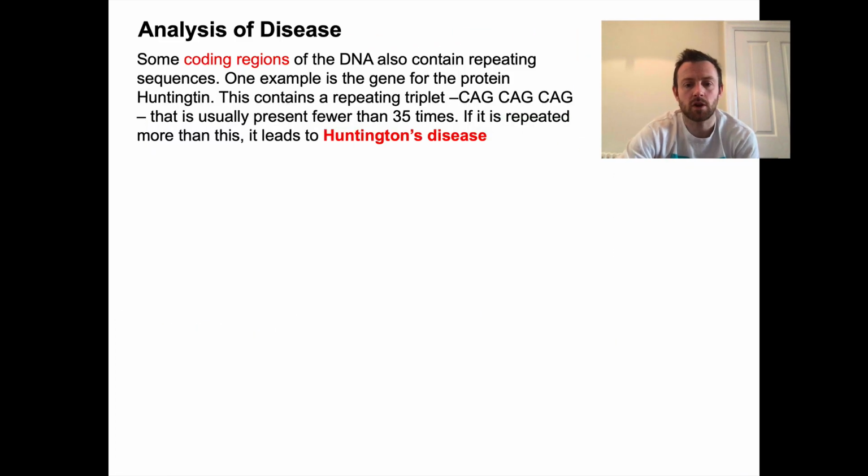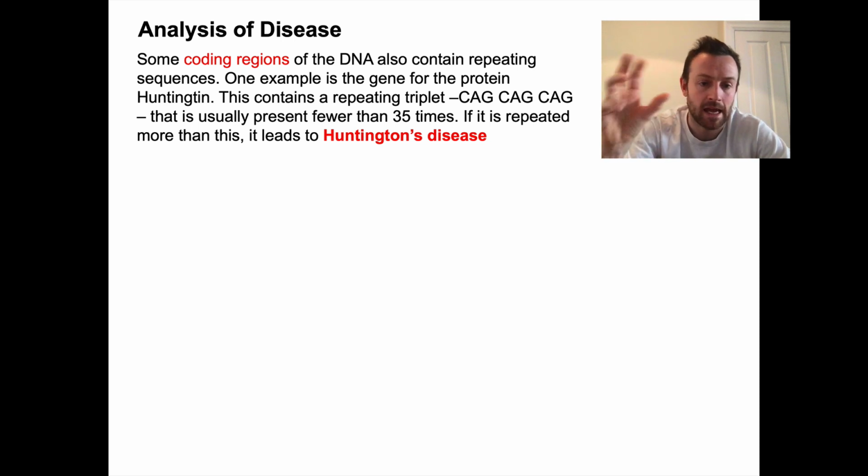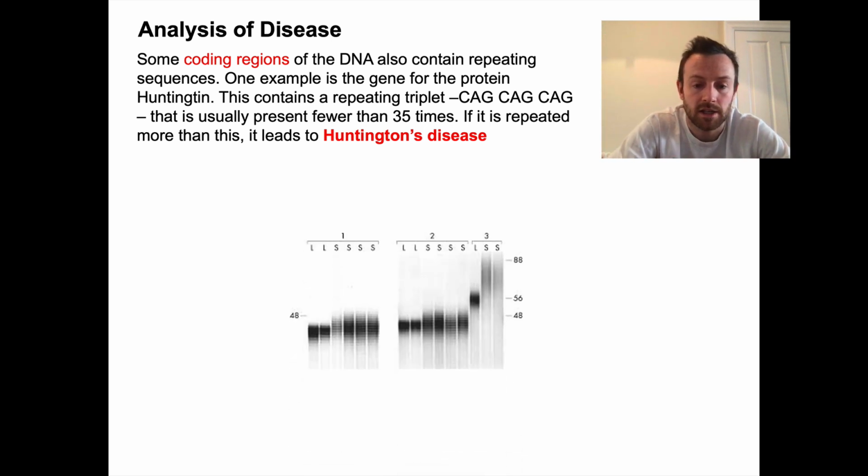So there's one other use of this as well, and it's analysis of disease. Sometimes we can do this analysis on coding regions. One example is when we look at the gene for the protein Huntingtin. You might remember this from our lesson on genetics. This gene contains a repeat, CAG, CAG, CAG. It's a triplet nucleotide repeat, and it's usually present fewer than 35 times, back to back. But if it's repeated more than this, it can lead to Huntington's disease.